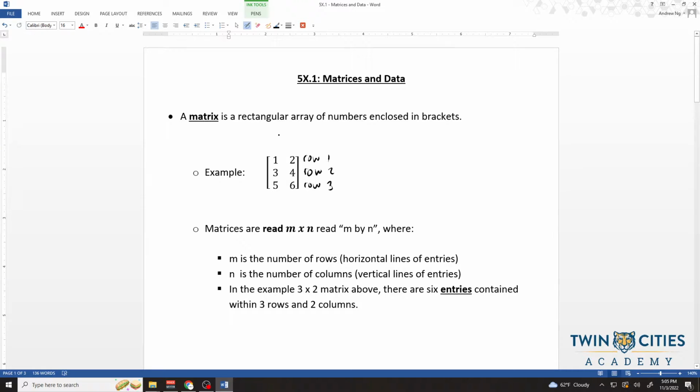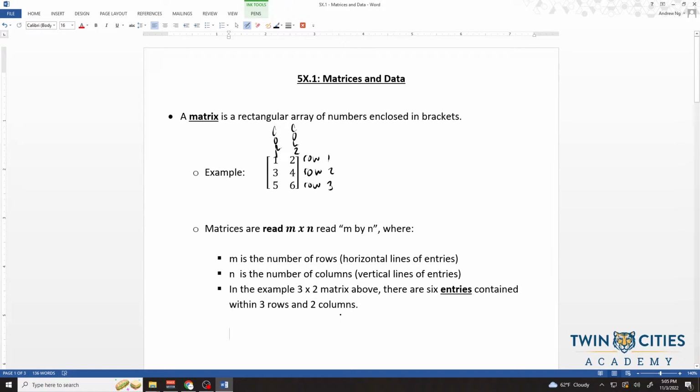Well, a column then is the vertical line of entries. So for example, down this column, 1, 3, 5, this is column 1. And 2, 4, 6, this would be column 2. So columns go down, rows go across. And in this example, the 3 by 2 above, there are 6 entries. Entries are the things that are inside here, contained within these 3 rows and 2 columns.